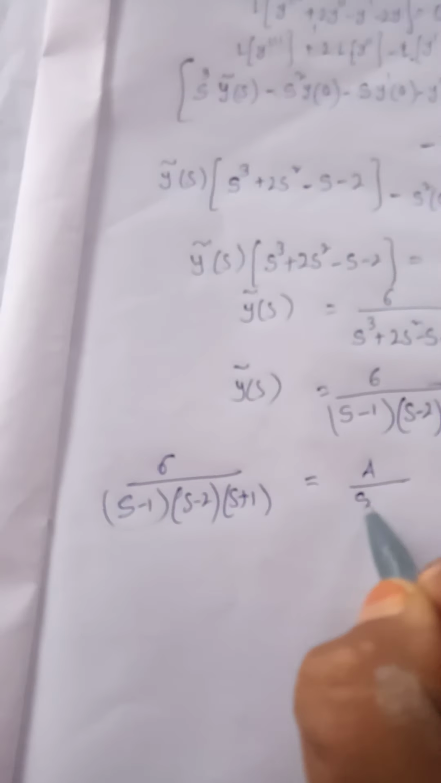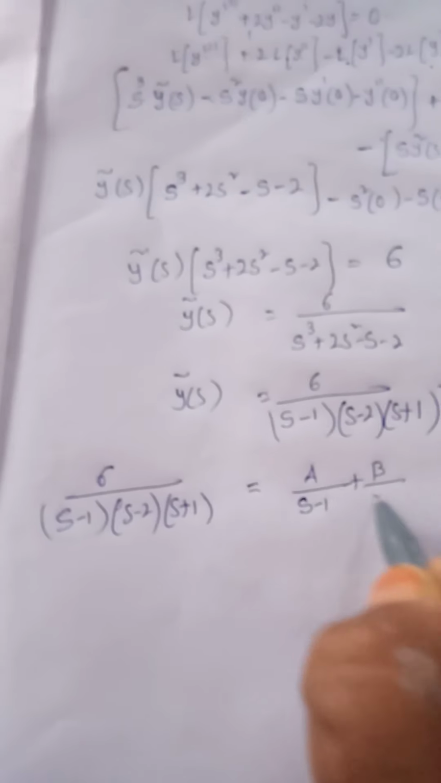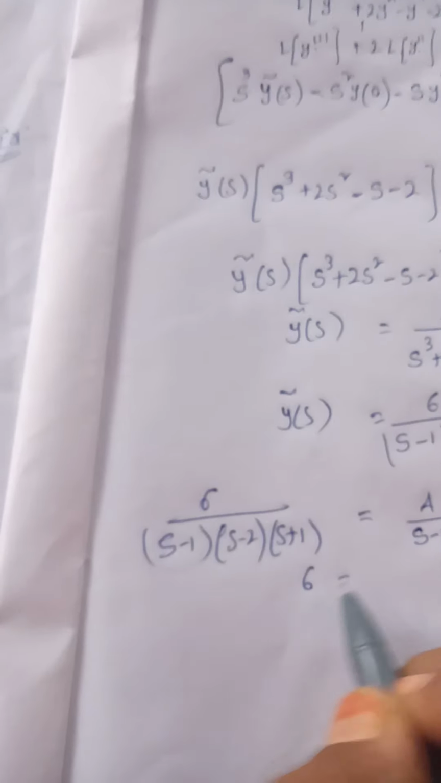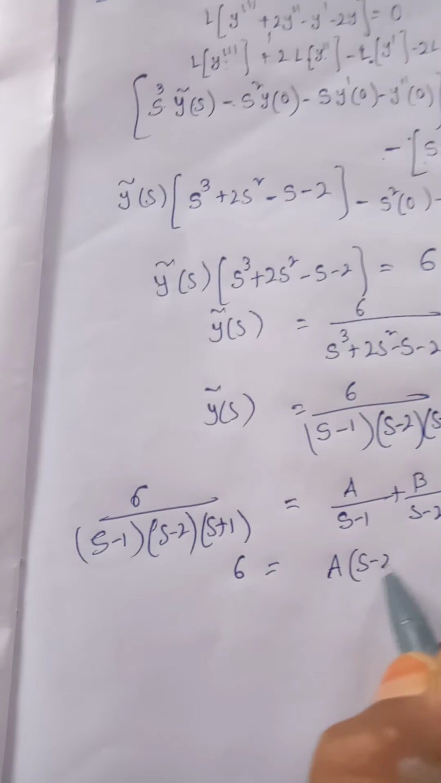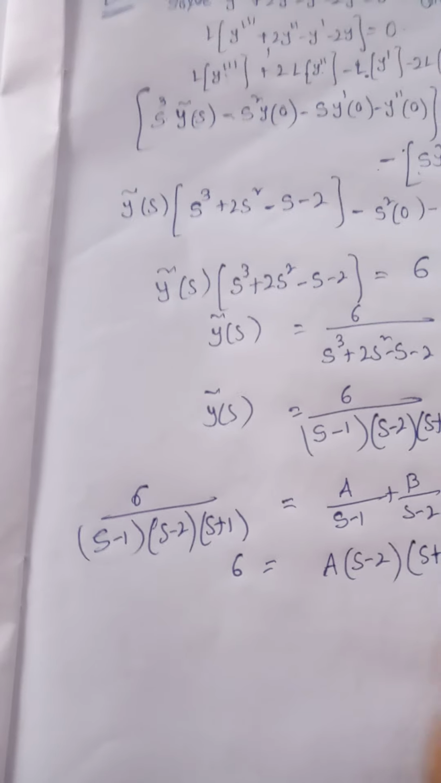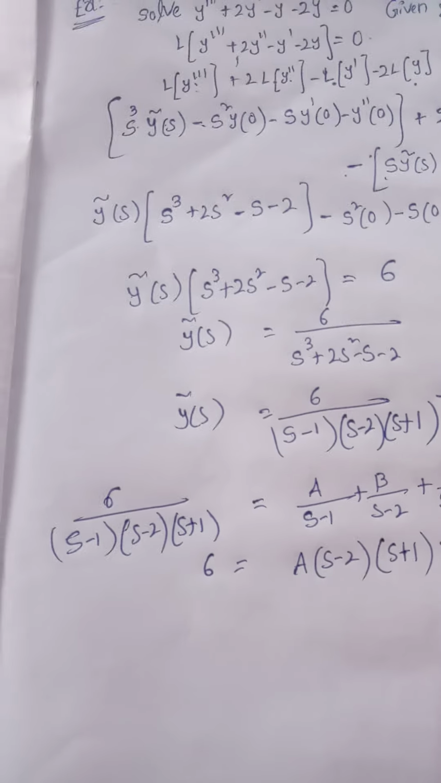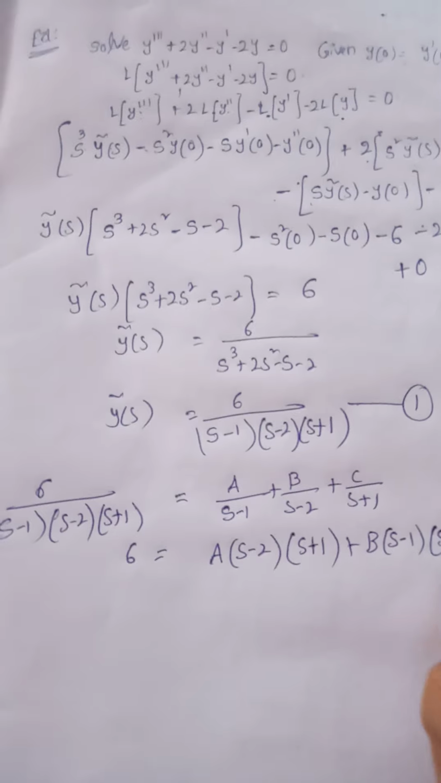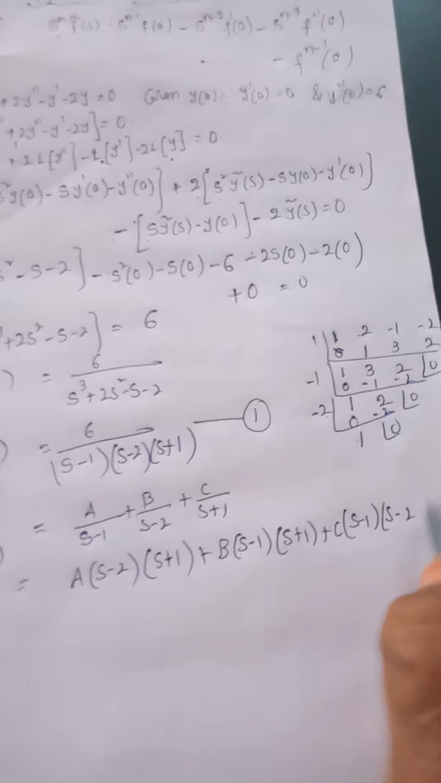You can separate that value using partial fractions: A by s minus 1 plus B by s minus 2 plus C by s plus 1. So 6 is equal to A into s minus 2, s plus 1, plus B into s minus 1, s plus 1, plus C into s minus 1, s minus 2.